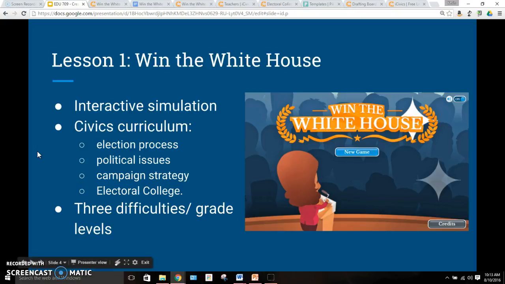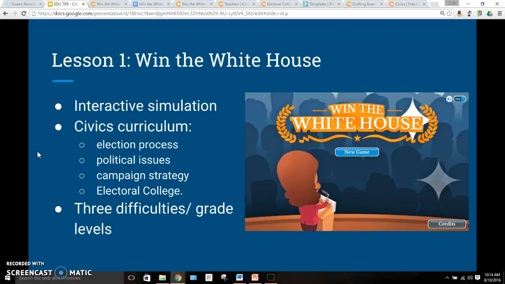Alright, lesson 1 is centered around the game from icivics.org called Win the White House. It's an interactive simulation where the student takes on the role of a candidate running for the White House, and they have to make all of the decisions that a typical candidate would have to make. So they travel through the election process, and they look at the key issues, including the hot topic issues.